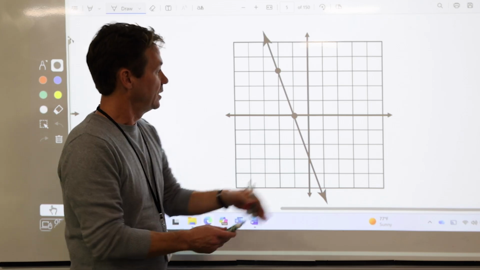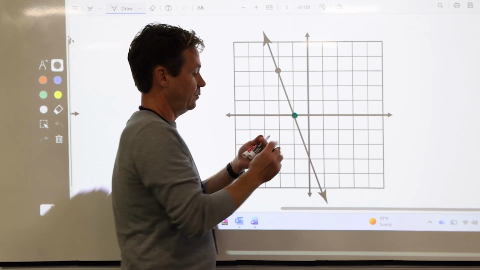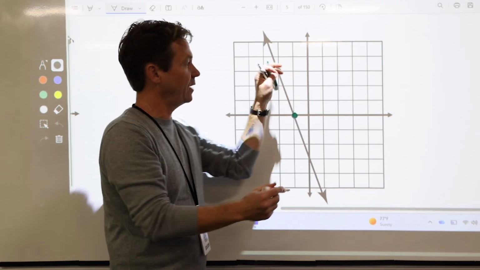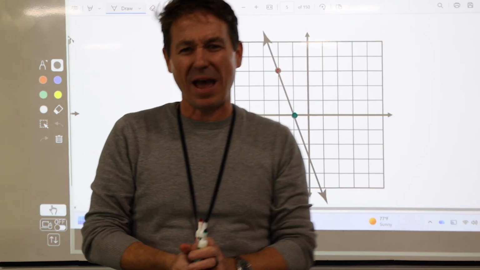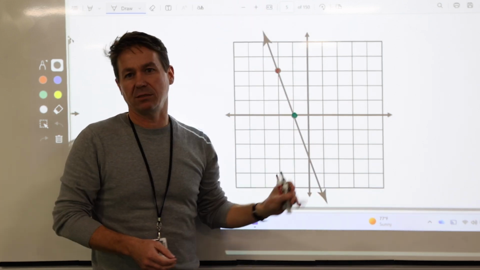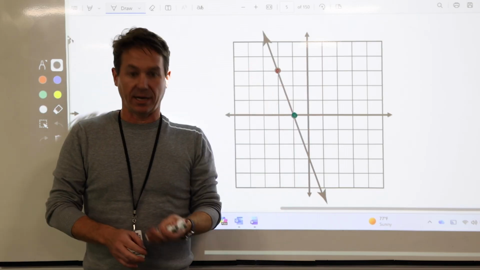Here we go. So we have our first point down here, and we have our second point up here. Does it matter what point we're starting at? It doesn't really. You have to just choose one point and go to the next point.